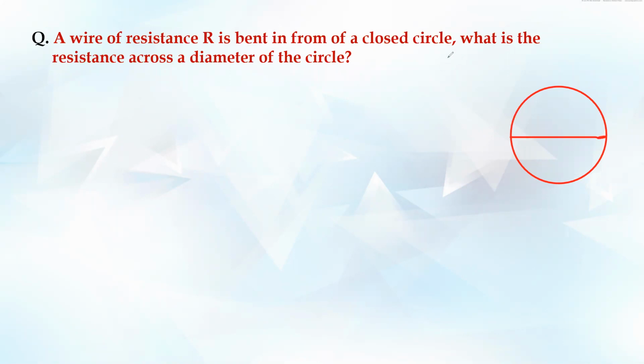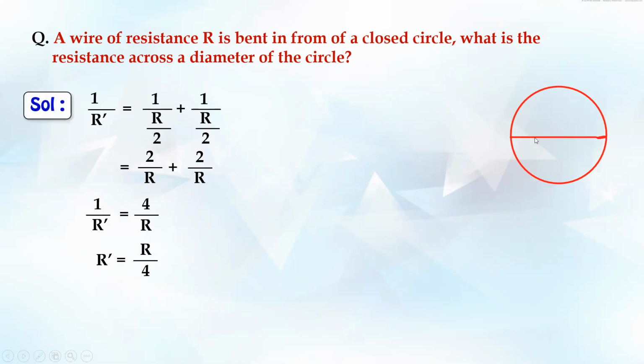So how do we solve this now? We have a wire, the entire wire has resistance R, and we have to find the resistance across the diameter here. Can I say the diameter will act as a common point for the upper part of the circle and the lower part of the circle, right? So if the total resistance is R, the diameter will divide the circle into equal parts. So the upper part's resistance will be R/2, and the lower part's resistance will again be R/2, and both parts of the wire are connected to common points.